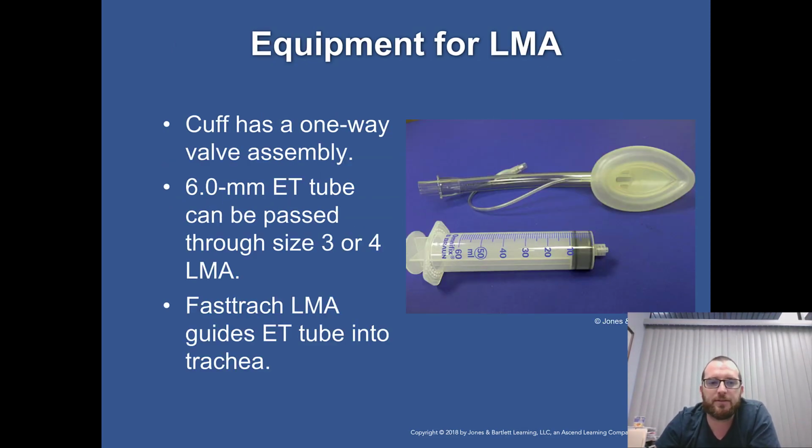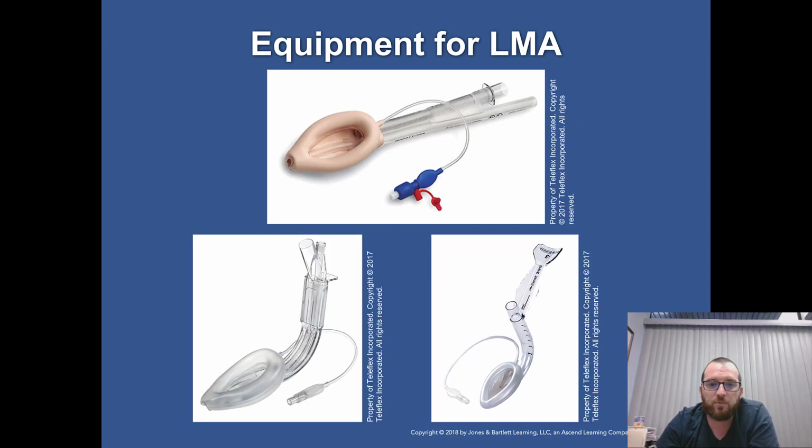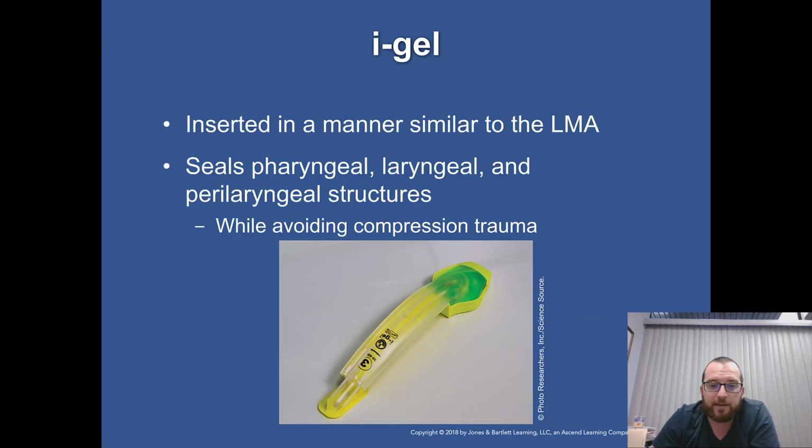All right. There you go. Again, pretty straightforward. Read through all the steps. There are different shapes and different sizes. Some of them you can use to feed an ET tube down and potentially intubate the patient that way. Some you can't.